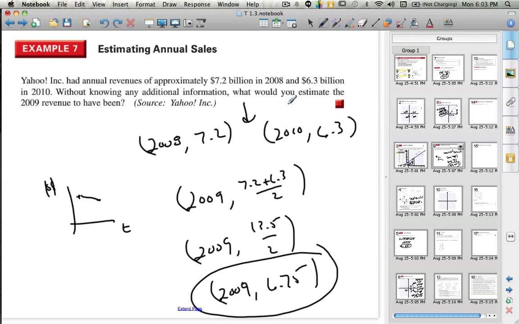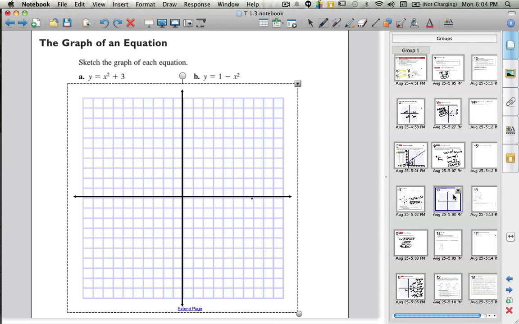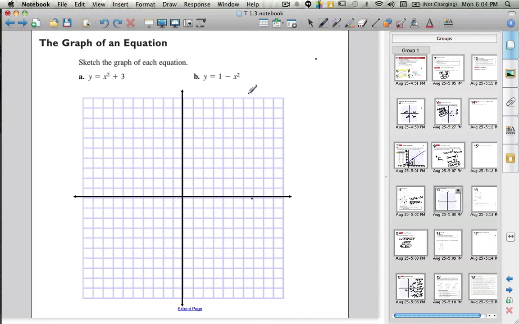That assumes that the sales were changing at a linear rate. If I wanted to graph these equations, first I want to consider what type of equations they are. These are quadratic functions. And what I normally want to do with a quadratic function is find the vertex, and then plot some points.